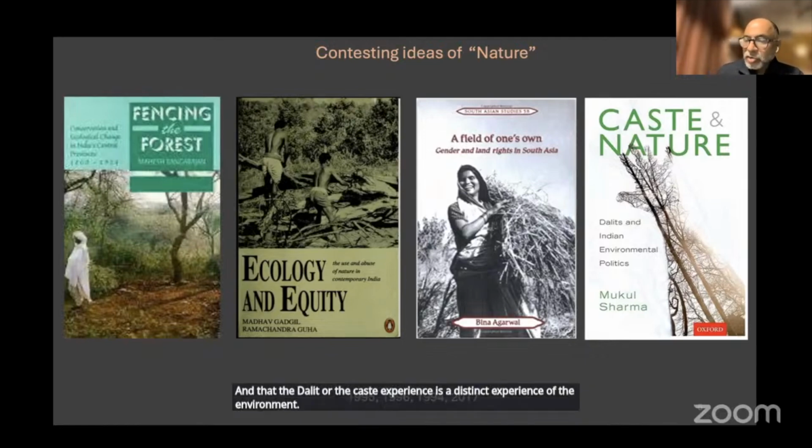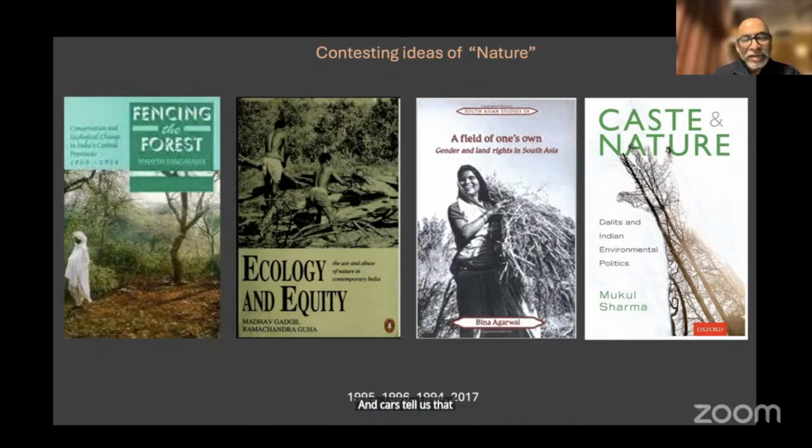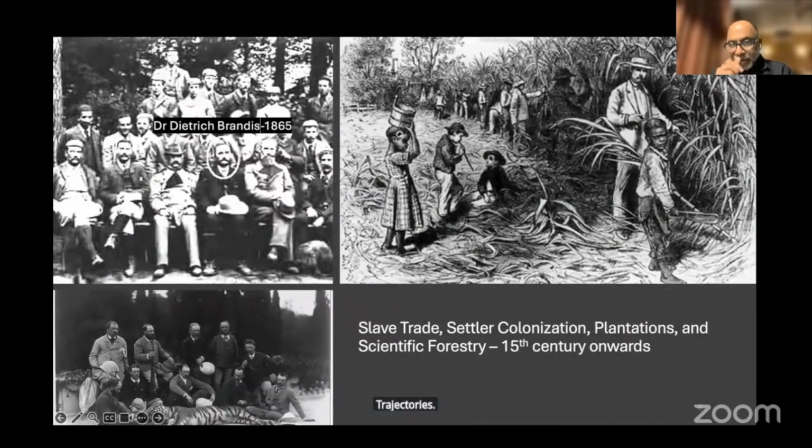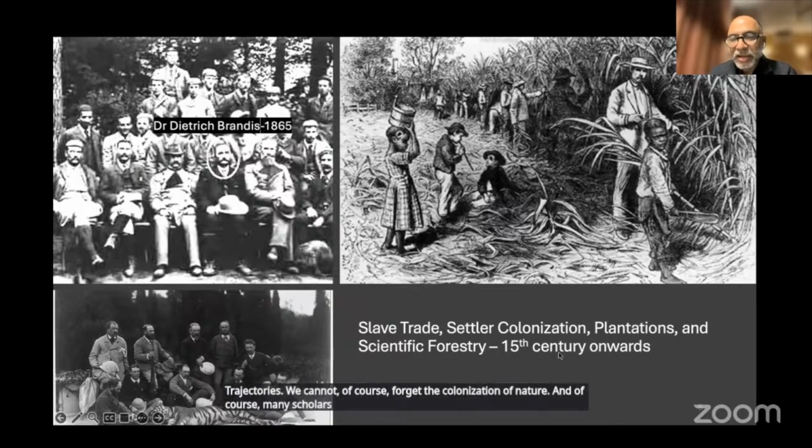What these 4 arguments about gender, equity, colonization, and caste tell us is that nature is produced differently by different historical and political trajectories. We cannot, of course, forget the colonization of nature. And of course, many scholars have written about this. Amitav Ghosh writes about it more popularly, about the bringing in of scientific forestry and the export of labor for commodity agriculture across the world.